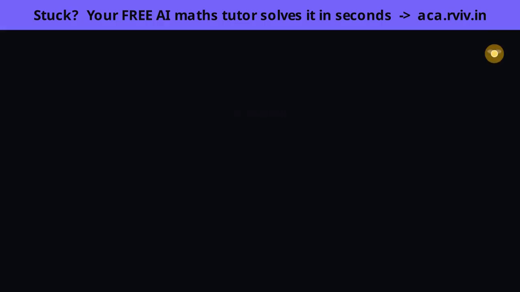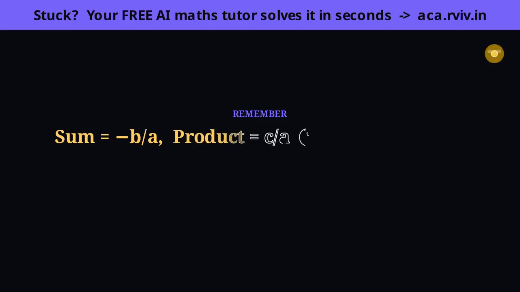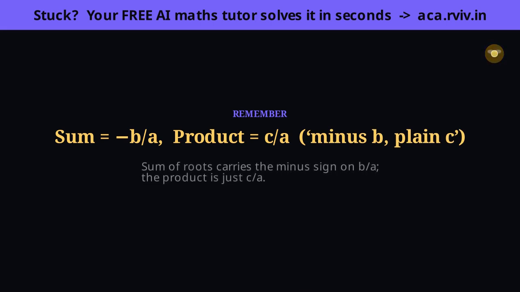And one for the roots without solving: sum is minus b over a, product is c over a. The way to keep them straight is minus b, plain c. The sum wears the minus sign on b, the product is just plain c over a. And remember, these aren't arbitrary, they fall out of the formula, where adding the 2 roots cancels the surd to leave minus b over a, and multiplying them as a difference of squares leaves c over a. Understand that once, and the hook sticks.